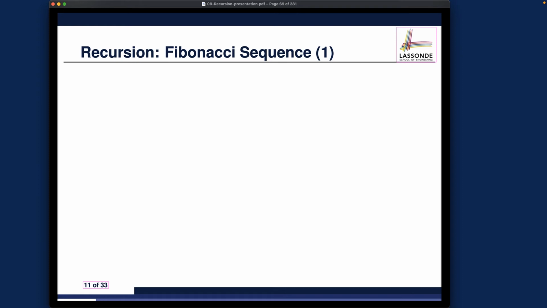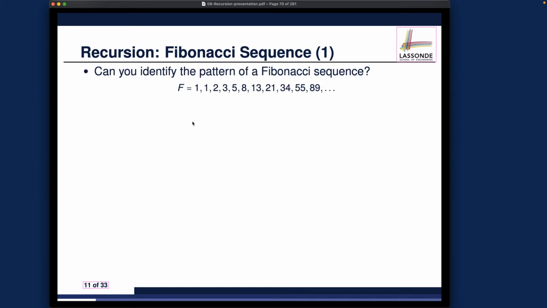Let's now talk about the second example for recursion, which is the famous Fibonacci sequence problem. For those of you who haven't seen the problem before, let's take a quick look. This is an infinite sequence of Fibonacci numbers. These are just the first few numbers in the sequence, and the sequence itself is infinite. Can you identify the pattern in this sequence? Once you identify it, you're almost done with deriving the recursive definition.